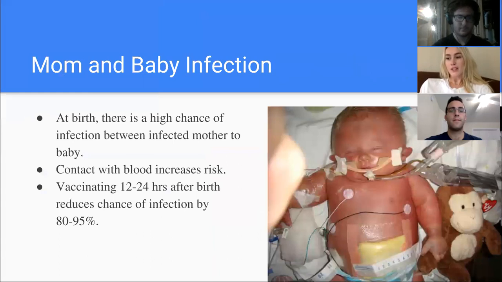While doing research for this virus, I read about babies who actually are infected with this virus during childbirth. If a mother already has this virus, there is a high chance of infection between infected mother to baby. We previously talked about how the HBV is transmitted by direct bloodstream contact. Well, that is why it is so common for babies to get this virus during childbirth, because there is so much blood involved in the process. This mom-to-baby infection is why vaccinations 12 to 24 hours after birth are given to the baby. This vaccination reduces the chance of infection by 80 to 95%.